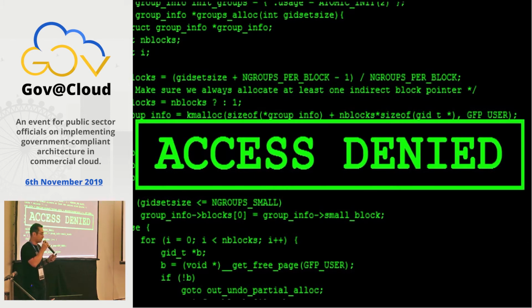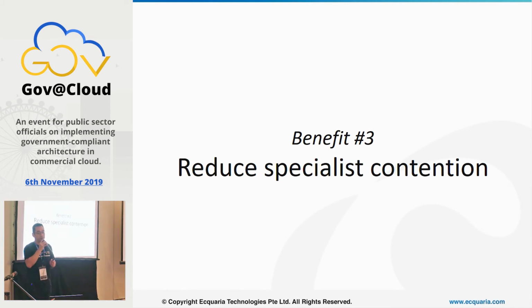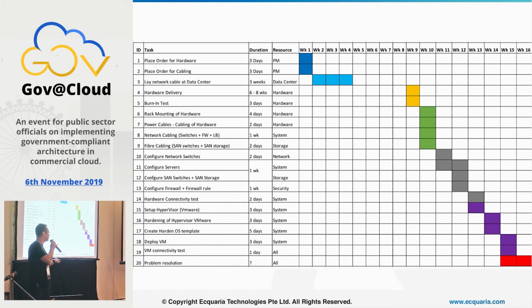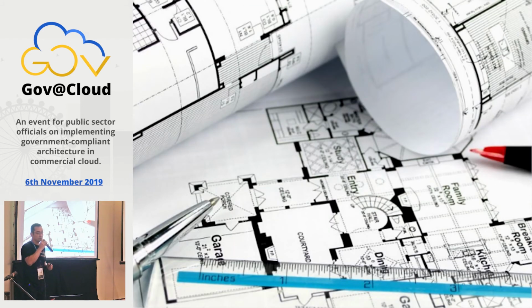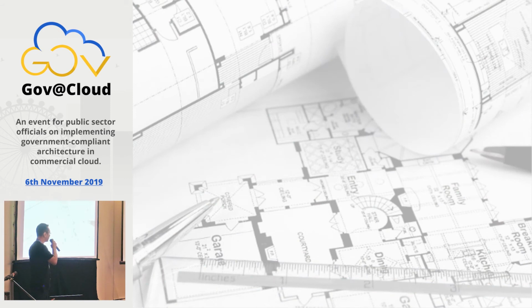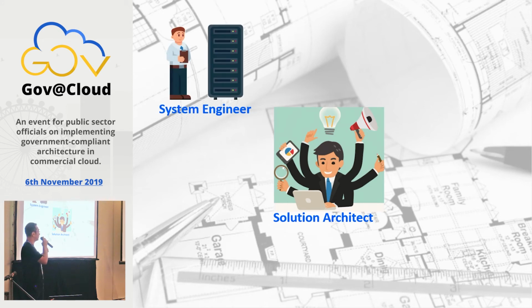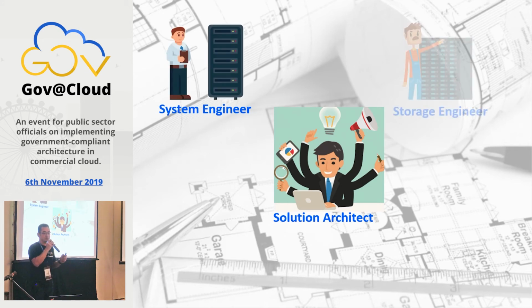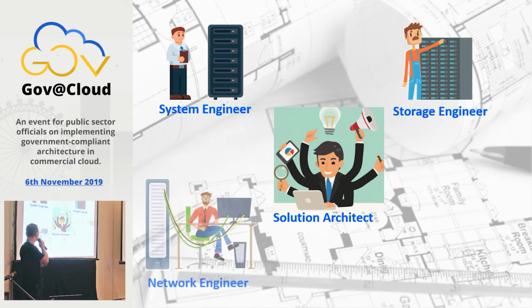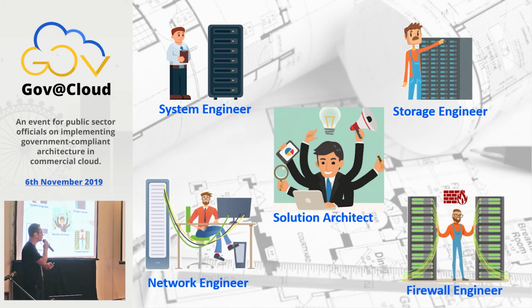So let me go to benefit number 3, reduce specialist contention. If you remember, earlier on we talked about this schedule of 16 weeks. So what happens in infra as code is we start off with a plan. The solution architect will come up with a design for the infra that you need. At the starting point of the design, you will gather all the system engineers for the sizing of the server, the storage engineer, network engineer, and power engineer. So they will work out a plan together.